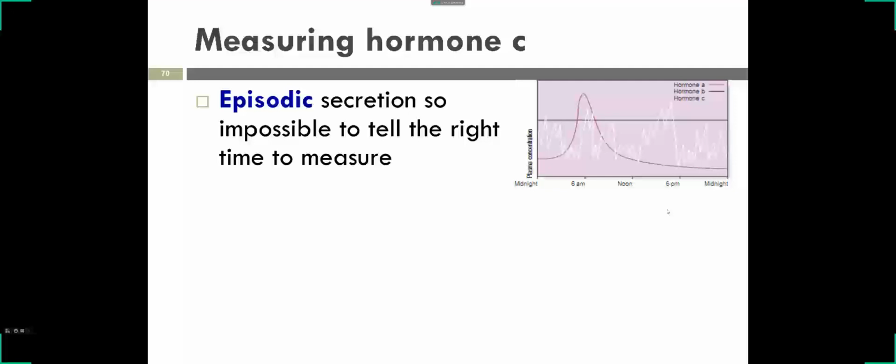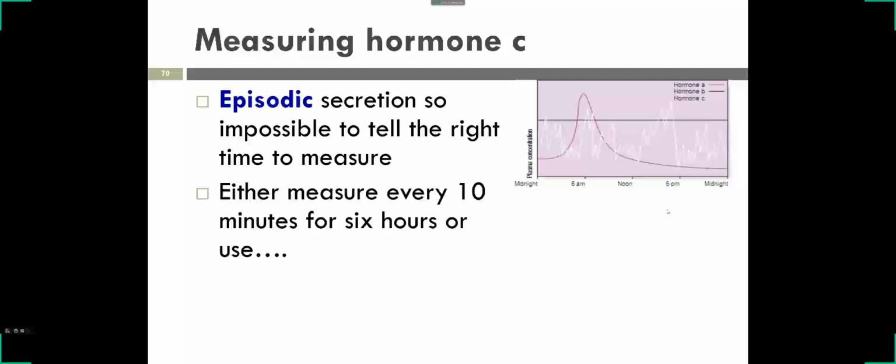For hormone C, it's more difficult. It's very difficult to know when is the right time to measure something like this. So we can either measure every 10 minutes for 6 hours, but that's not very practical, right? Or we can use something called dynamic testing. So what is dynamic testing?